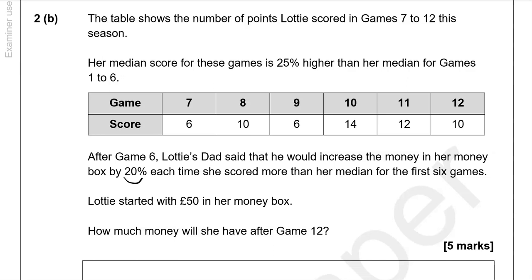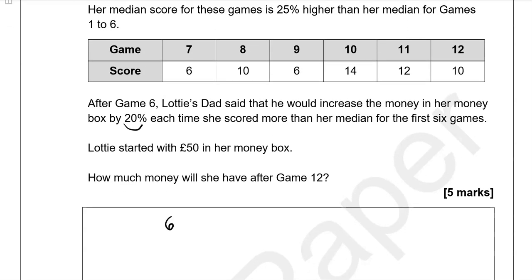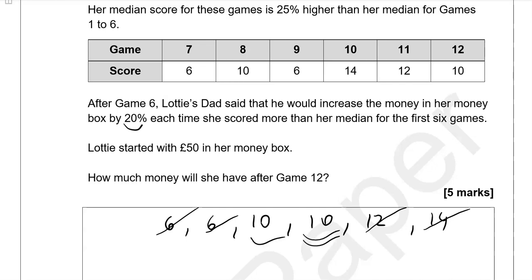So the first thing to do is to work out the median for the games from 1 to 6. And we'll do that by finding first the median for the games 7 to 12. So looking at these scores, let's put them in order. 6, 6, 10, 10, 12, 14. We have 10 and 10 in the middle, so that means the median for these is 10.